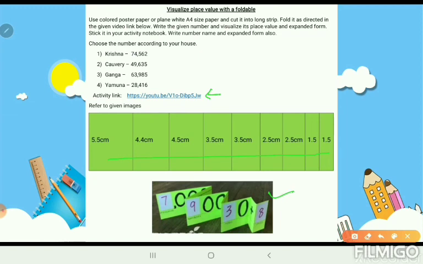So just follow the link, and you are going to choose the number according to your house. If you are Krishna house, you are going to do this one, Kaveri, Ganga, Yamuna. According to the house, you are going to take the number and then complete your activity.